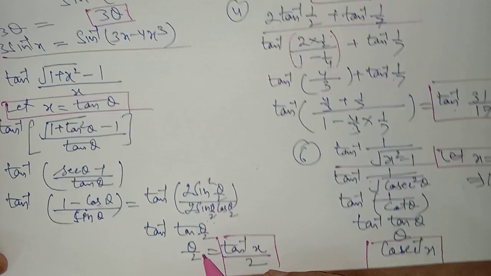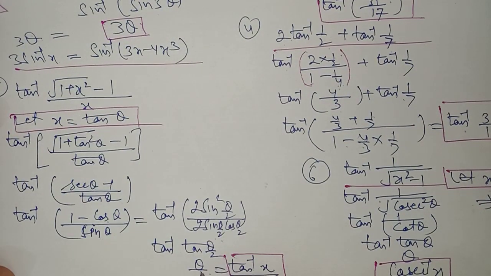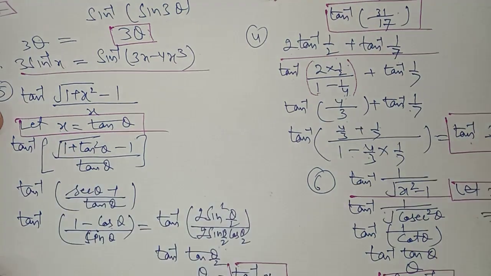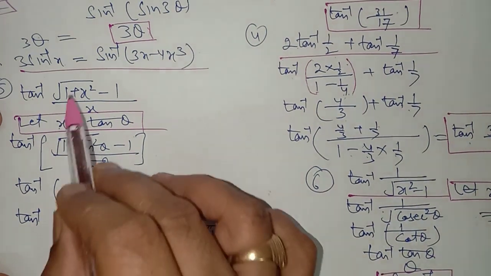And because the question is in terms of x, you have to convert this theta in terms of x. So theta will be tan inverse x. This is the simplified form of this expression.